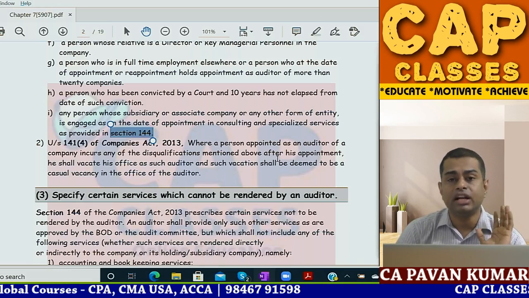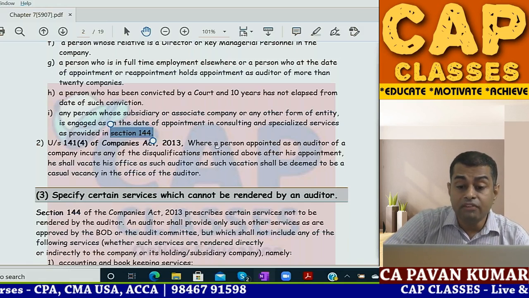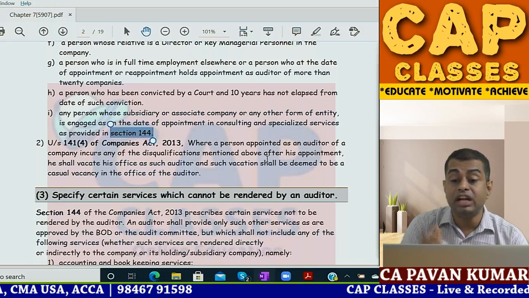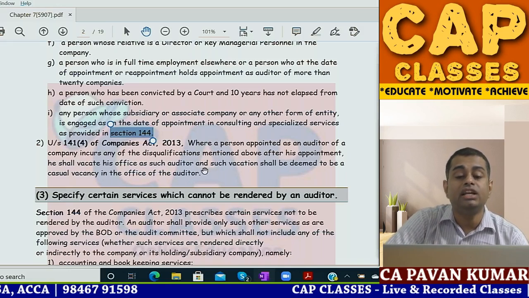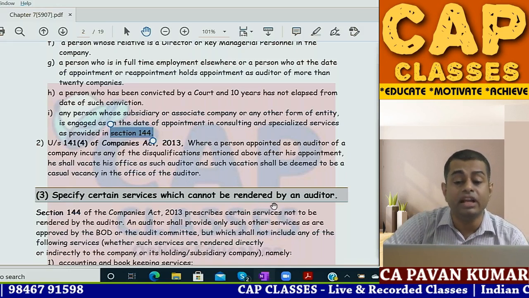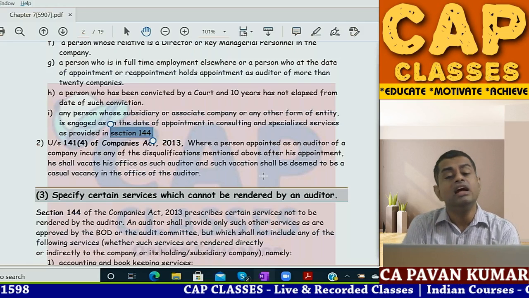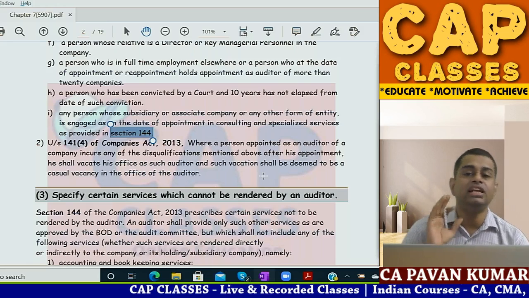from the audit of that particular company. This is called subsequent disqualification, 144(1). Look here, where a person appointed as an auditor of a company incurs any of the disqualifications mentioned above after appointment, he shall vacate his office as auditor of such company, and such vacation shall be deemed to be a casual vacancy. That is a casual vacancy. How the casual vacancy will be filled, that we'll see a little later.